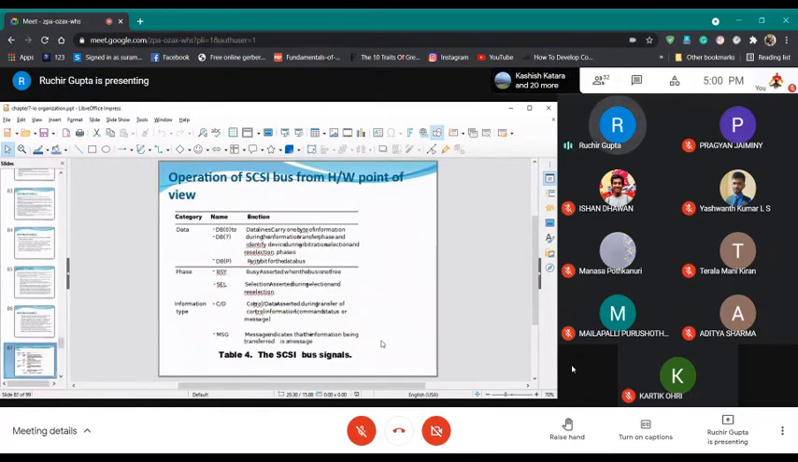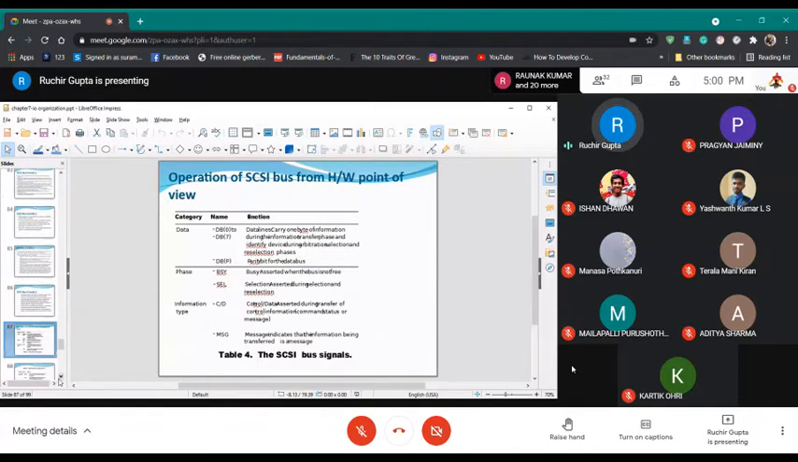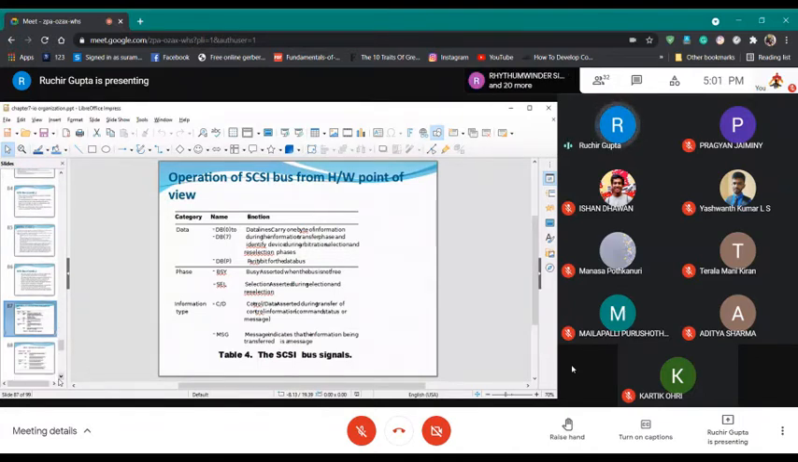So these are the signals that are actually used over the SCSI bus. First, you can say that there are different categories. The first category is data. Another category is phase. Another category is information type. Another category is handshake. And another category is direction of transfer. And then other signals. So let's start with data.